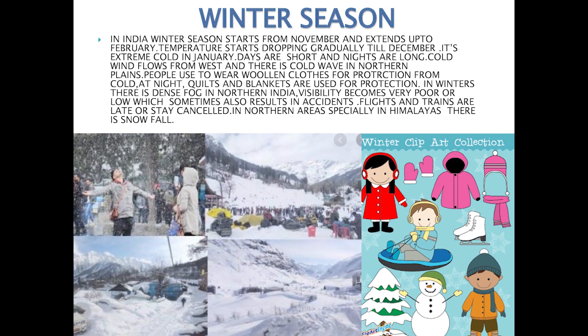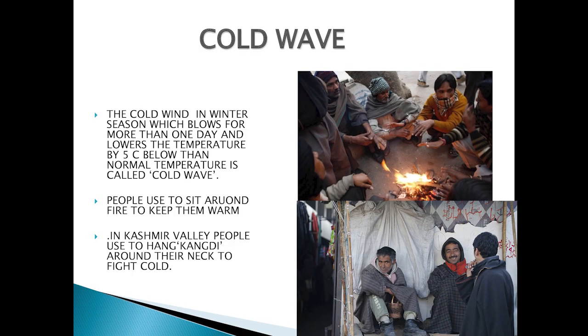During the month of January, cold wave prevails in northern India. Now, you must be thinking, what is cold wave? The cold wind in winter season, which blows for more than one day and lowers the temperature by 5 degrees Celsius below normal temperature, is called cold wave. People sit around fire to keep themselves warm. In Kashmir, people use kangri to keep them warm. You can see in this picture that people are trying to protect themselves from extreme cold by sitting around fire.